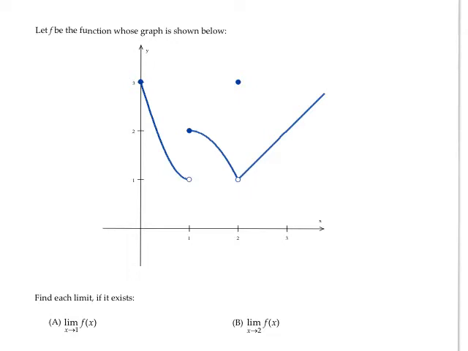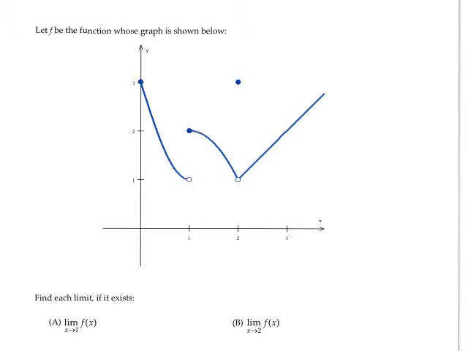Here we're asked to find a couple of limits given the graph of some function. The first limit is the limit as x approaches 1 of the function. To determine if that limit exists, and if so, what its value is, I'm going to start on the left side of 1. I'm going to imagine that this dot moves in such a way that its x-coordinate gets closer and closer to 1. Notice the dot is headed towards the point (1, 1).